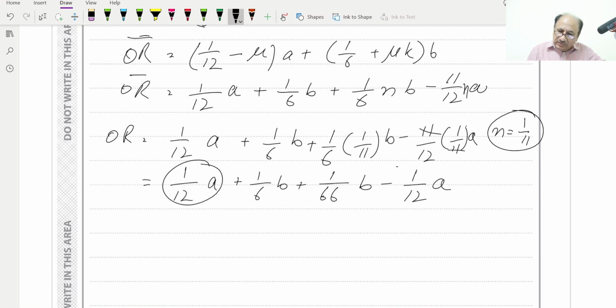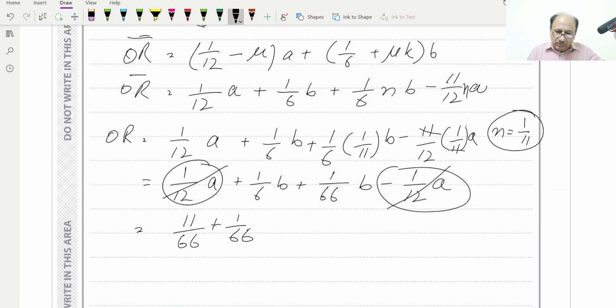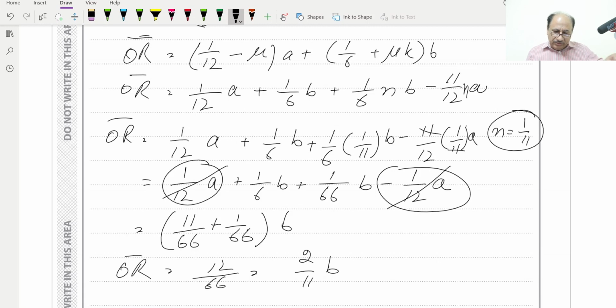Now this is plus and this is minus. We can cancel these two and the remaining will be 11 over 66b plus 1 over 66b, and this will be OR will be equal to 12 over 66b, which we can write as 2 over 11b. So this will be 2 over 11b.